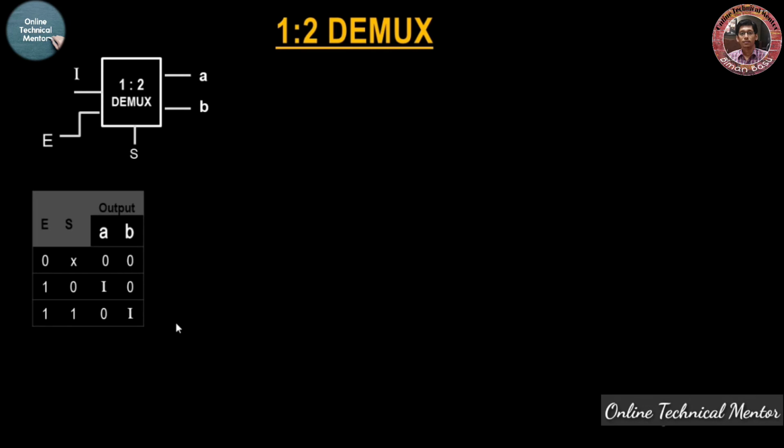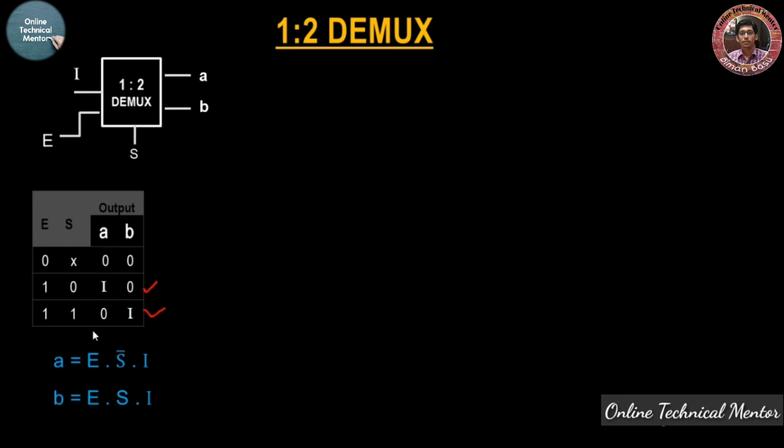Now let's write the Boolean expression from this truth table. So these will be your two Boolean expressions because you have 2 outputs in the 1:2 demultiplexer. We are not going to consider the first row because at that point the enable is low and X is in a don't care condition, and in this situation we are getting nothing in the output. We are going to consider the last 2 rows.